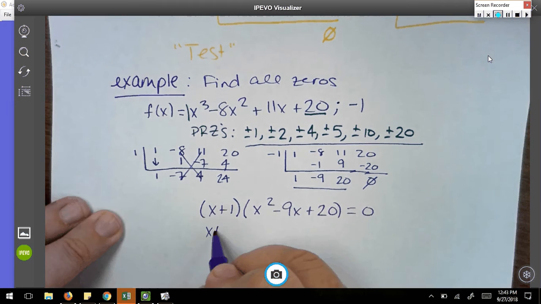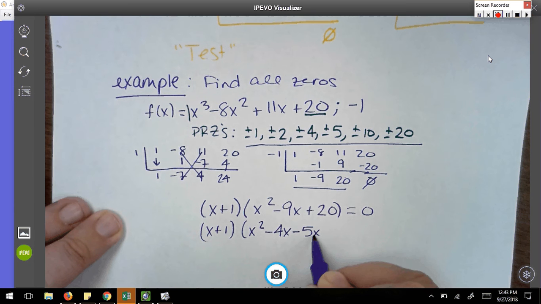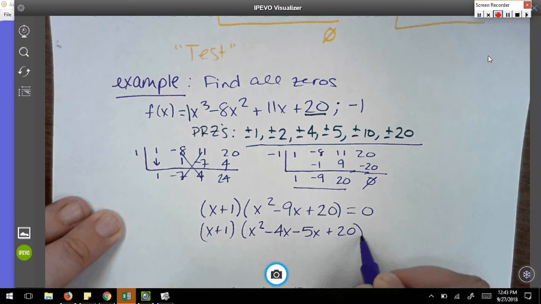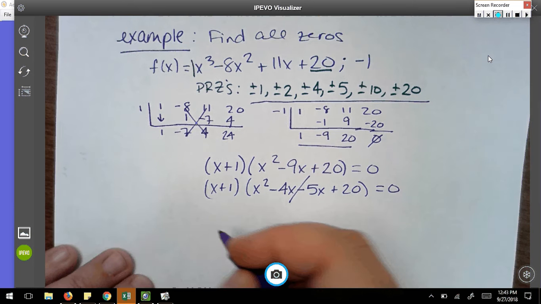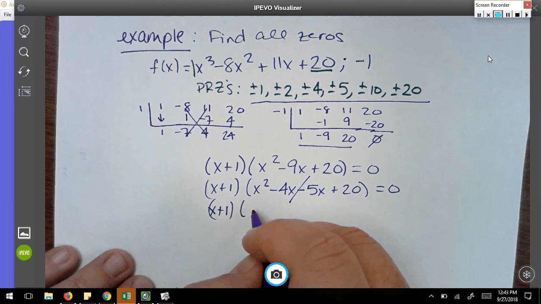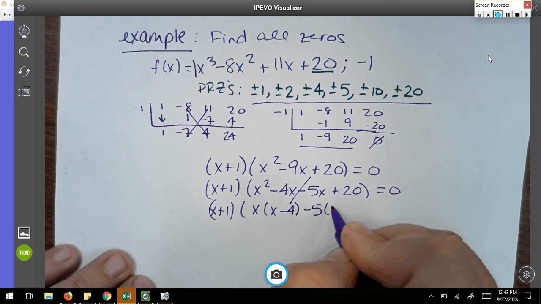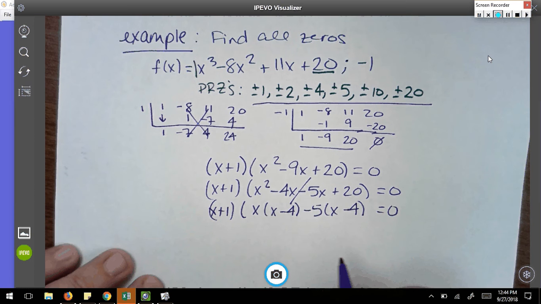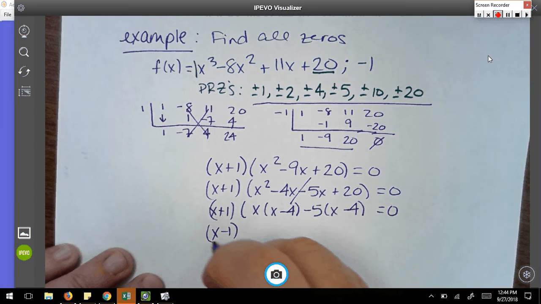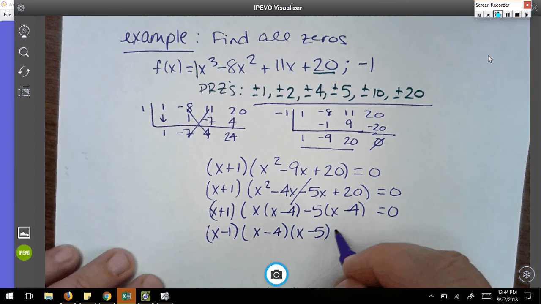So I've got x plus 1, x squared minus 4x minus 5x plus 20. Take out an x. Take out a negative 5. The order doesn't matter. Your terms will just be in a different order than mine are. Alright, x minus 4, x minus 5 equals 0.